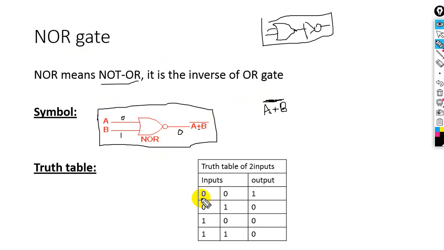So here we have the truth table of the NOR gate. What do we have in this truth table? For example, these are the inputs.